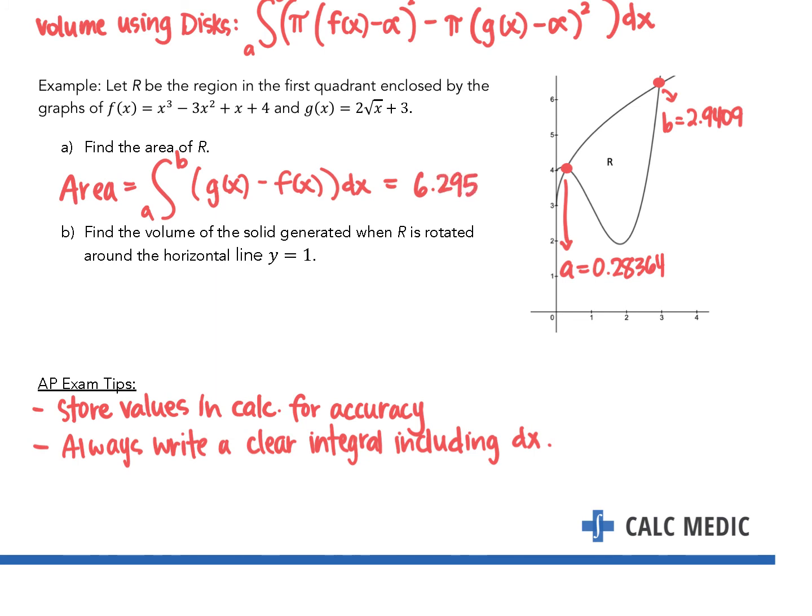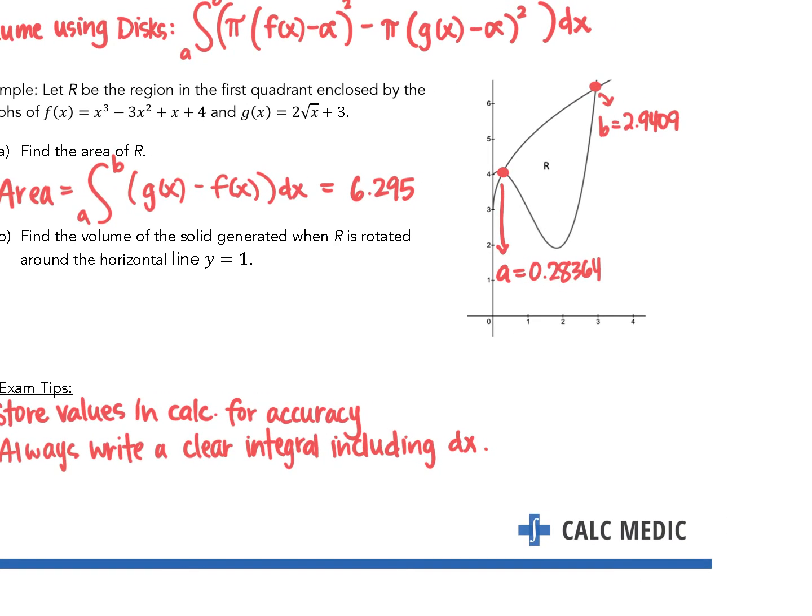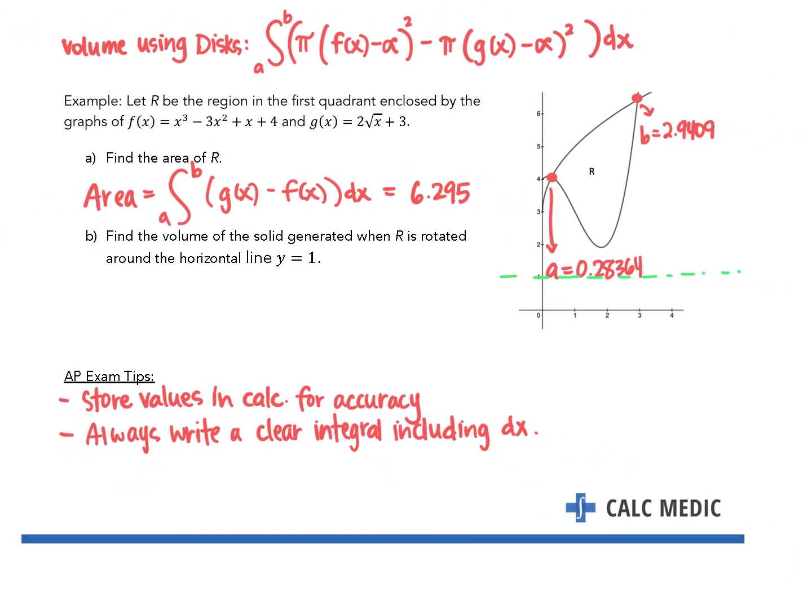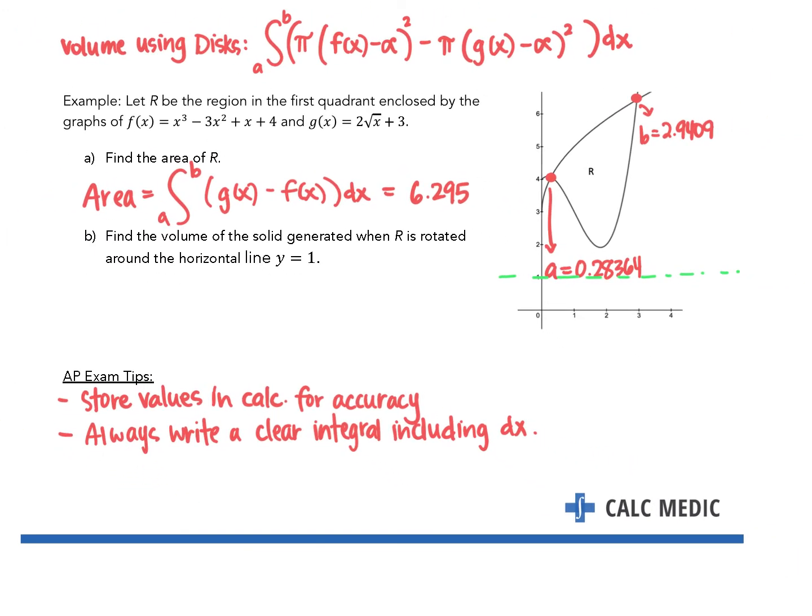All right, now we're going to rotate this around the horizontal line y equals 1. So the horizontal line comes through here, which is below the region. And because it's a horizontal line, I would recommend the discs method, discs washers method. So my volume is going to be the integral from a to b, and I'm going to put my pi out in front. So then again, I can write g of x minus 1 quantity squared minus f of x minus 1 quantity squared, the whole thing dx.